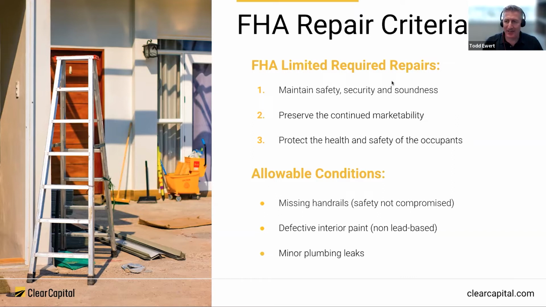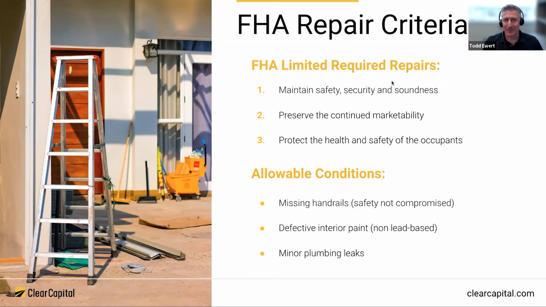Here's a small sample here. Missing handrails, for example, are permissible as long as safety is not compromised. Defective interior paint and other interior cosmetic deficiencies are permissible as long as it's non-lead based paint. Imperfections like that are permitted. And finally, minor plumbing leaks are acceptable as well.